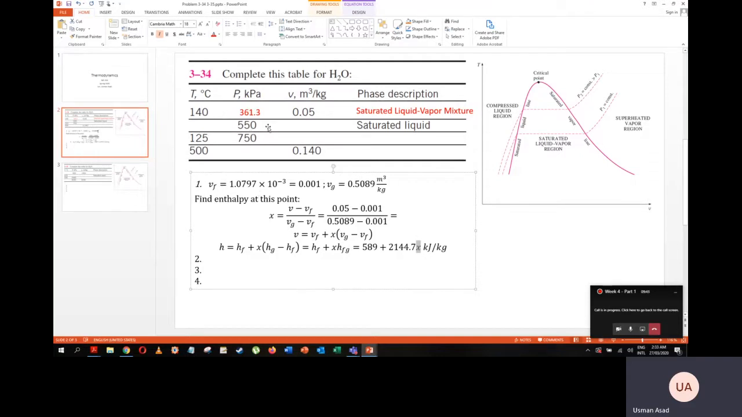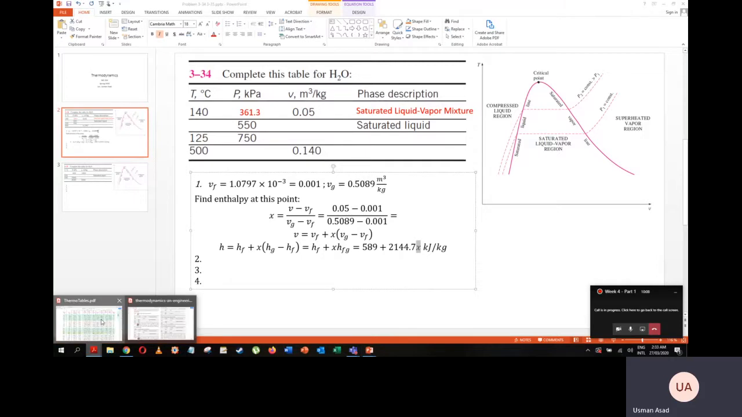All right, second question. In the second question, the things you're provided are the pressure, which is 550 kilopascal, and the state, which is saturated liquid. Okay? So we know the pressure, and we know that boiling has just started, right?